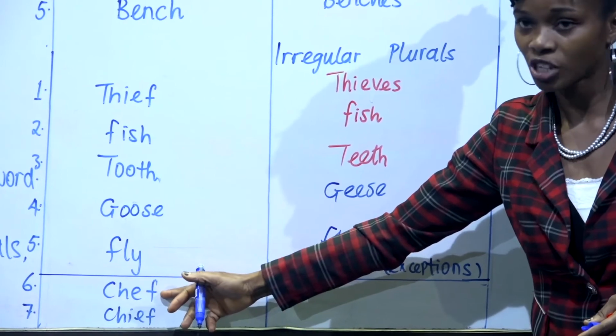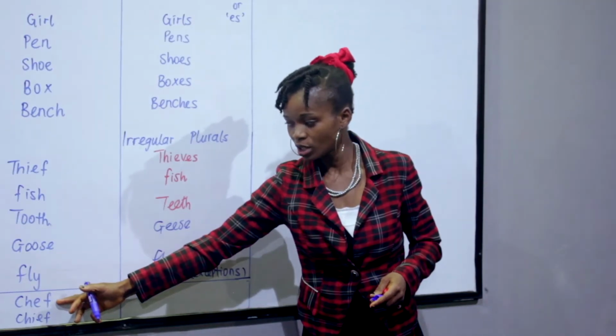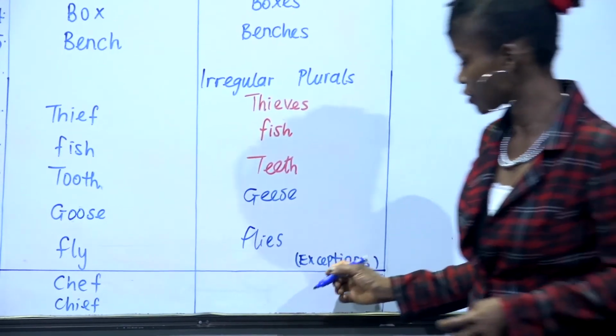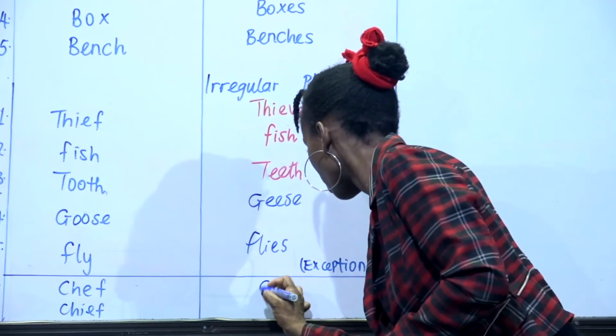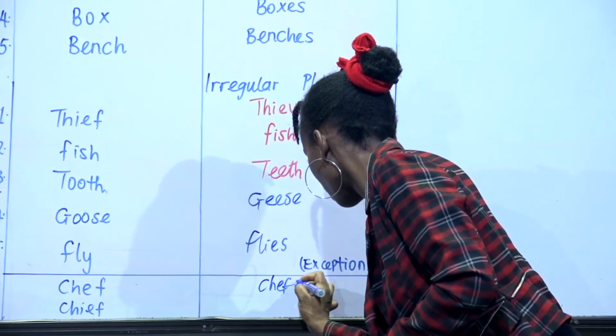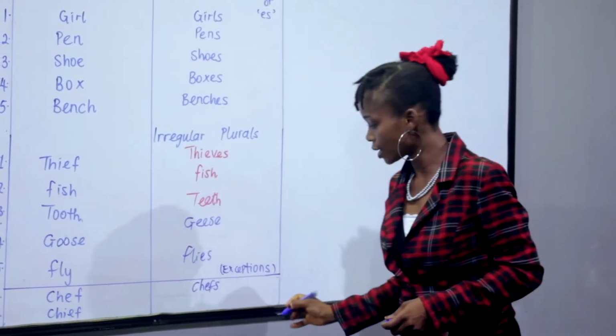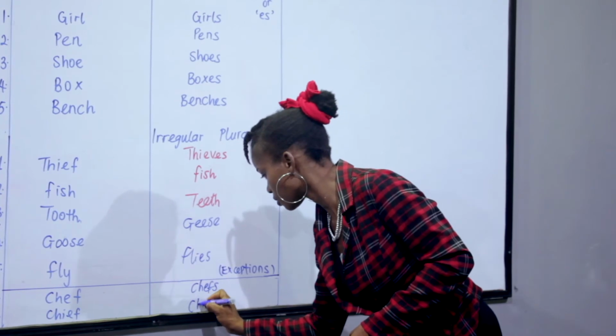We rather add S to it instead of changing to VES. So when you have chef, which is from French, someone who cooks, you simply add S to it and you have chefs. And also chief, you add S and you get chiefs.